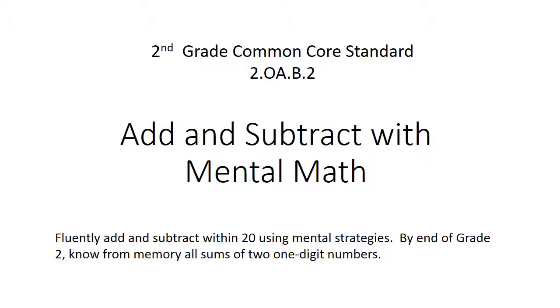Common Core Content Standard 2.OA.B.2. Fluently add and subtract within 20 using mental strategies. By the end of second grade, know from memory all sums of two one-digit numbers.